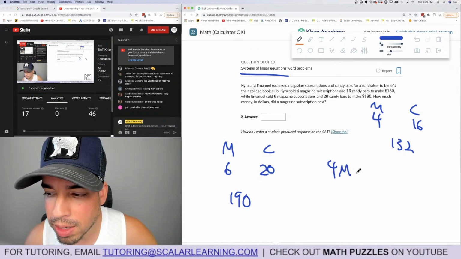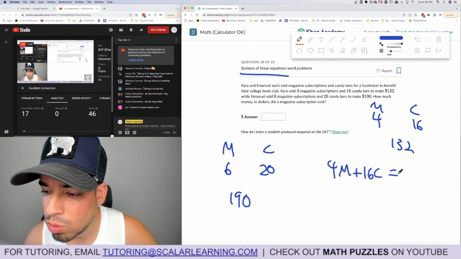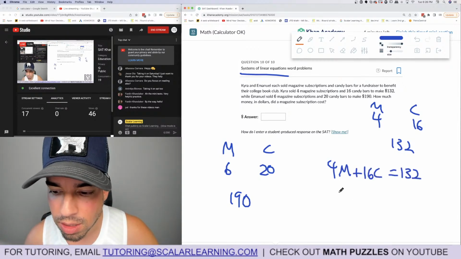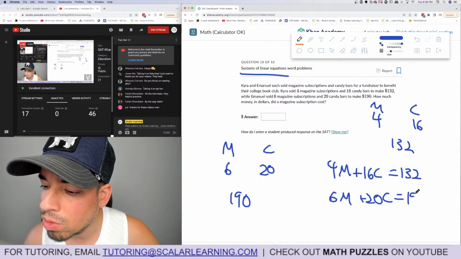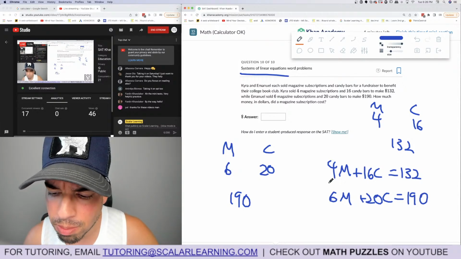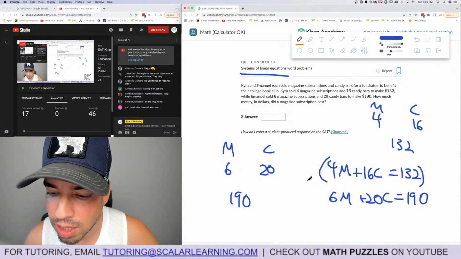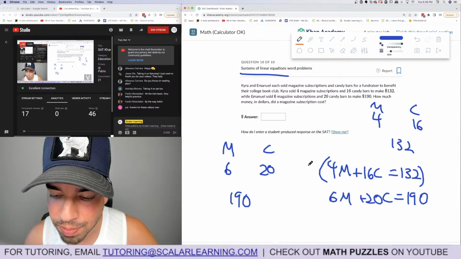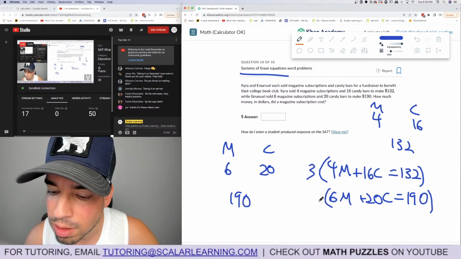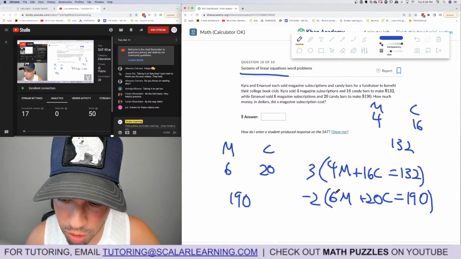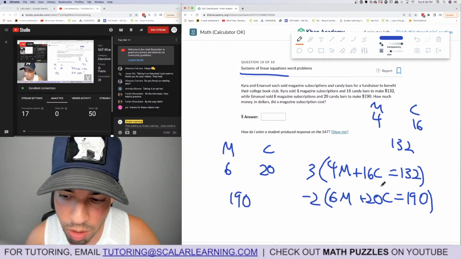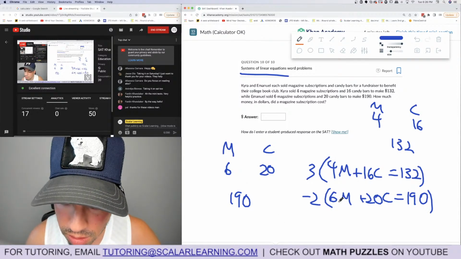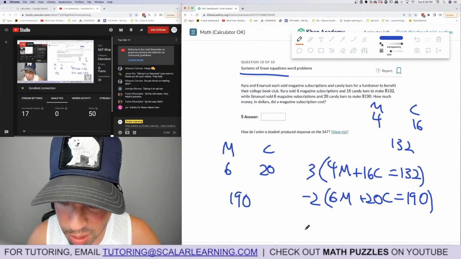So we go 4 magazines plus 16C equals 132. And then we've got 6 magazines plus 20 candy bars equals 190. We're going to use elimination because I like elimination. Multiply the top by 3, the bottom by -2. I'm going to flip those. So I'm going to have the M's eliminate, even though I'm supposed to be solving for M. It's okay. I'll just roll with this. It would have been nicer to eliminate the C's, but all right.